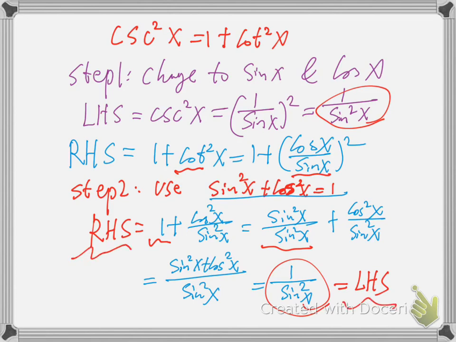Okay, so to prove an identity, the first step is to change everything to sine and cosine, and then sometimes you need the Pythagorean theorem to show the left-hand side is equal to the right-hand side. They're exactly the same expression.